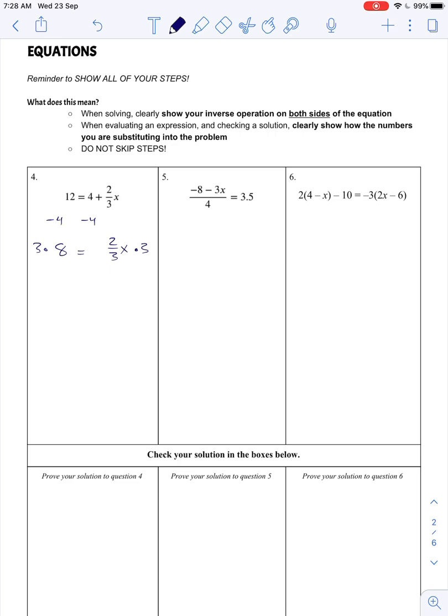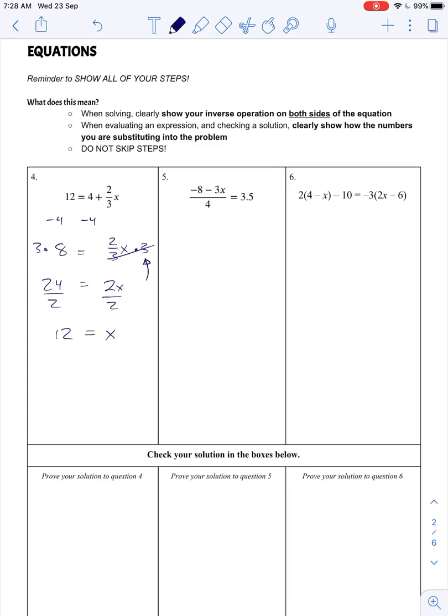So when I take 2/3 times 3, those 3's are going to cancel each other out. And I am left with 2x is equal to 24. And then the last step is divide both sides by 2. And I get x equals 12.